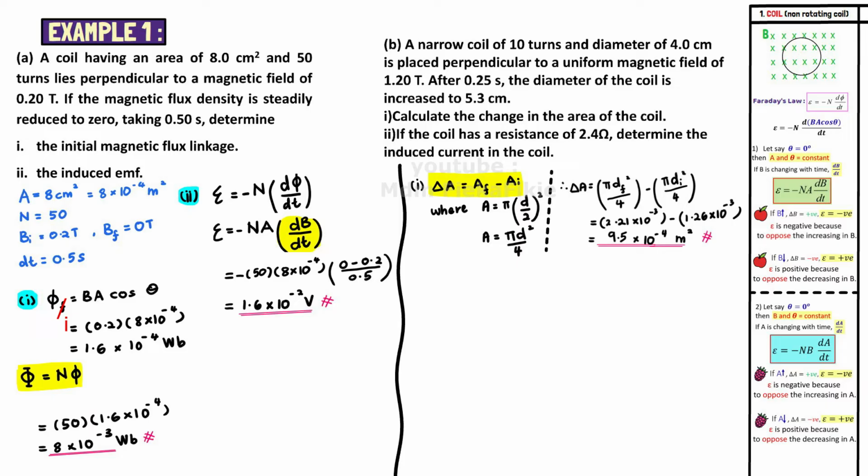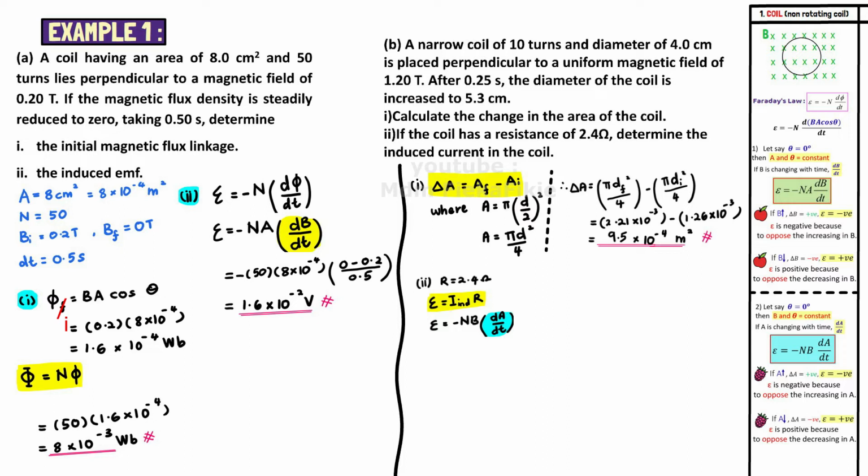Alright, so question B2, if the coil has a resistance of 2.4 ohm, determine the induced current in the coil. So we want to determine the induced current. So based on Ohm's law, we can use that V is equal to IR. Ataupun kali ini kita gantikanlah induced EMF is equal to I, the induced current, times the R, the resistance of the coil, which is 2.4 ohm.